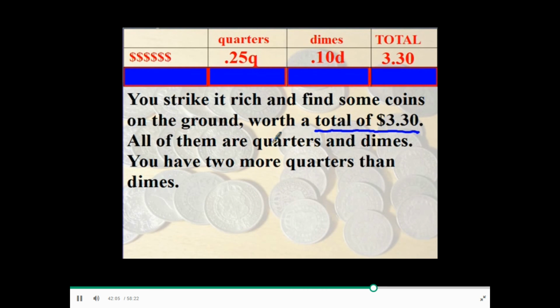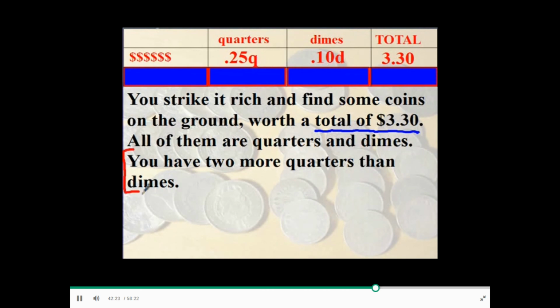Now, we come to a big problem here. We only have one total. And the reason is that up until now, we've done all elimination problems where everything was in standard form and we had two totals and life was great. Now we have this issue where we only have one total.